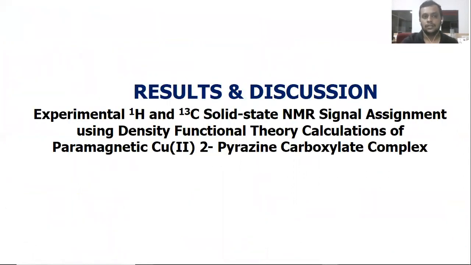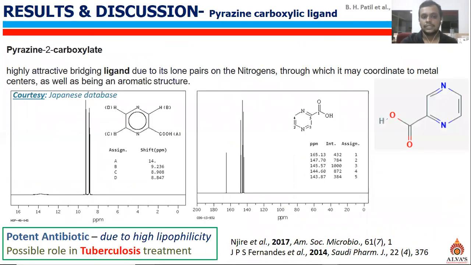These developments are applied to our complex, and pyrazine 2 carboxylate is the ligand. Due to the lone pair on its nitrogen, it coordinates with the metal more prominently. Since it is a potent antibiotic, it is most probably used in the treatment of tuberculosis. There are two spectra given which are well studied, because the diamagnetic proton shift will be between 0 to 14 ppm, and the carbon shift will be between 0 to 220 ppm.